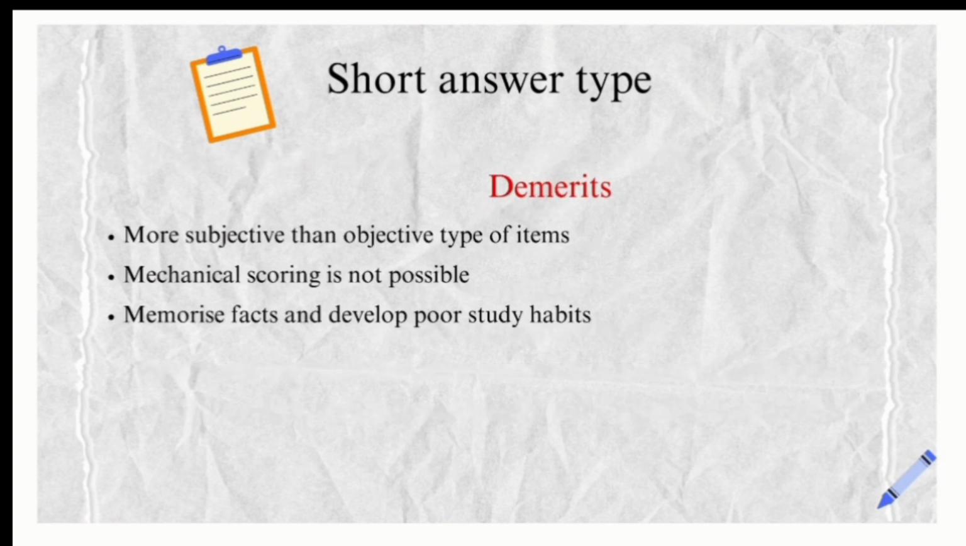The demerits are it is more subjective than the objective type of items. Mechanical scoring is not possible because of the subjectivity involved. Its excessive use may encourage a student to memorize facts and develop poor study habits.